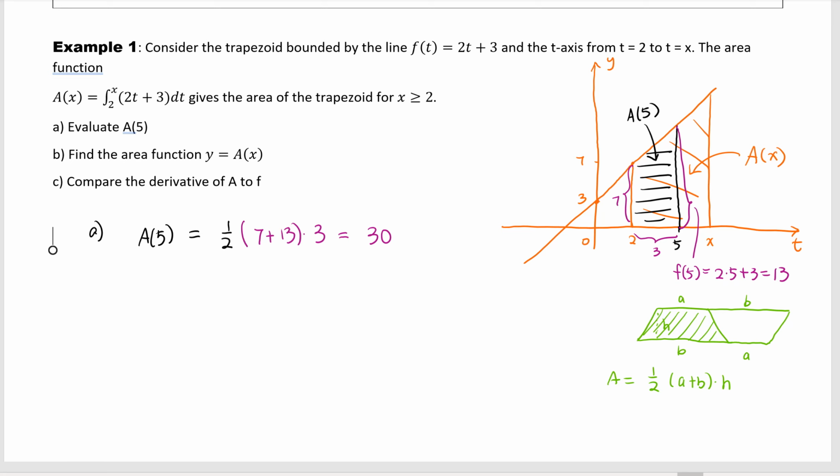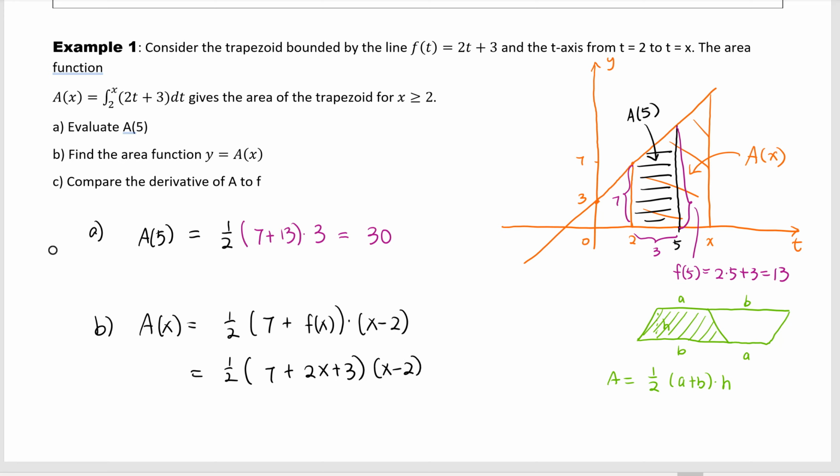How about part B? Alright, so for part B, we want to find the area function A of x. Well, that's 1/2. A is 7. B is what? Well, you look at this guy. B is actually f of x, right? Times the height. The height is x minus 2. What is f of x? Well, f of t is 2t plus 3. So f of x is 2x plus 3, times x minus 2.